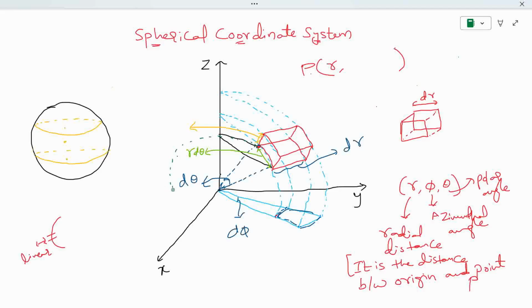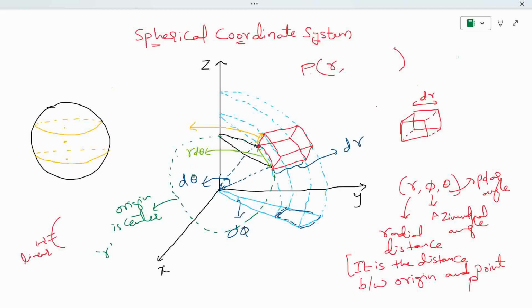So I am drawing this circle such that the origin is the center. For this circle, the origin is the center, and this circle is drawn such that it is passing through the point P. So r is the radius. For this circle, r is the radius.